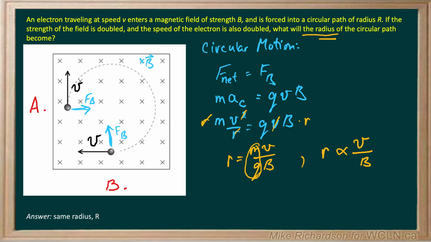So you can see what happens. I just put the numbers in. If I double the velocity and double the magnetic field, the net effect is canceled and the radius will be the same. R2 will equal R1. Same value.